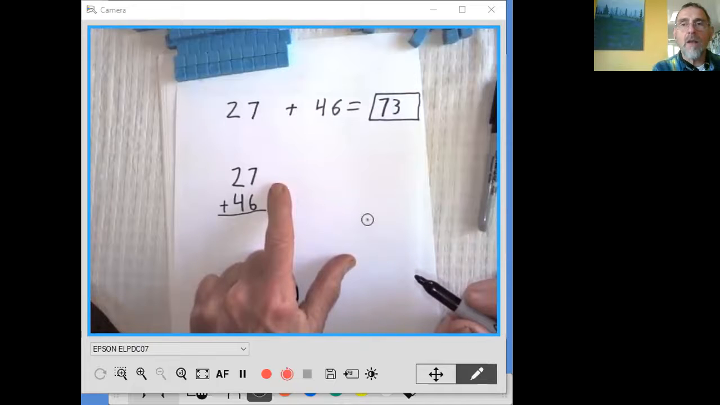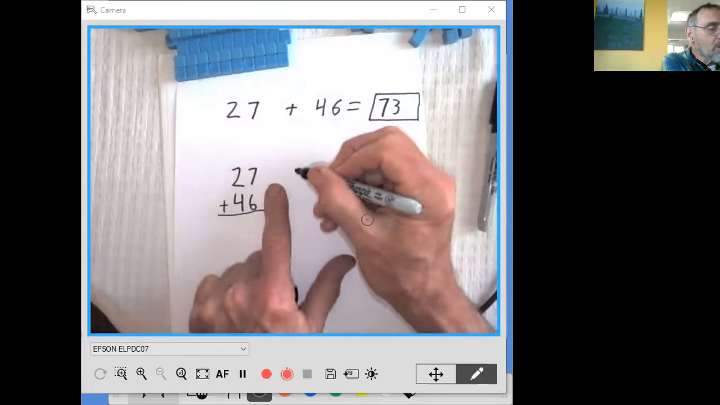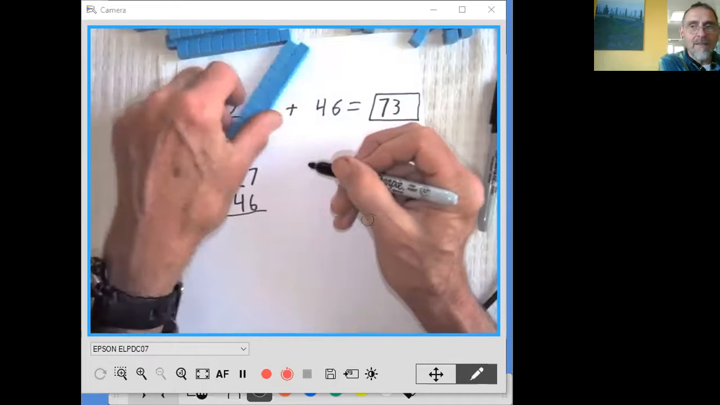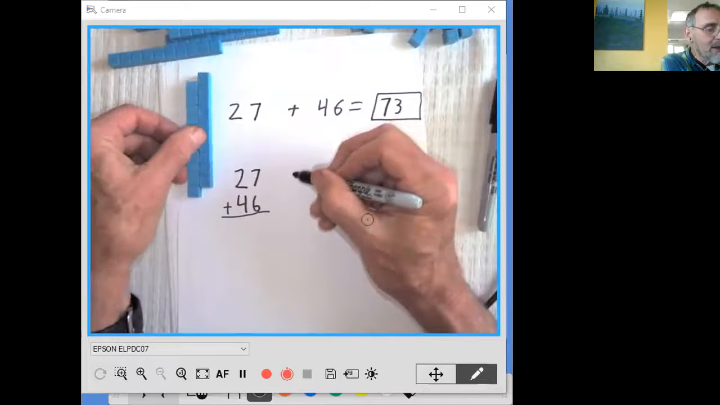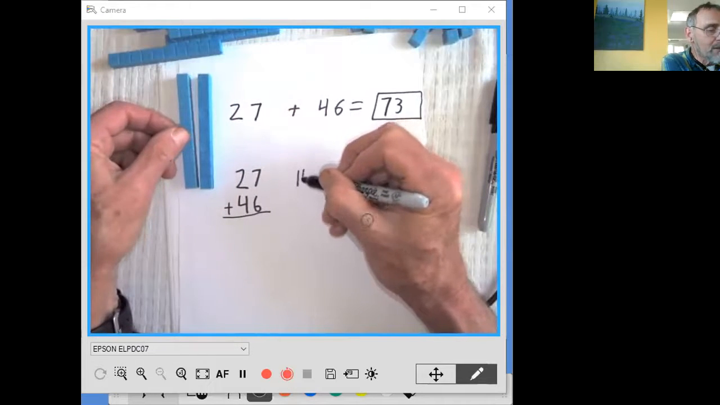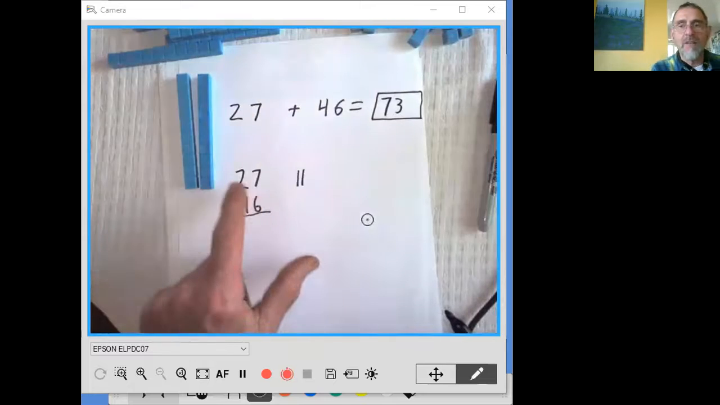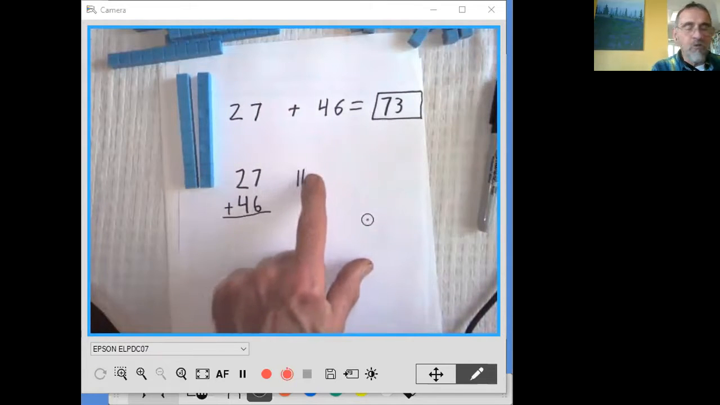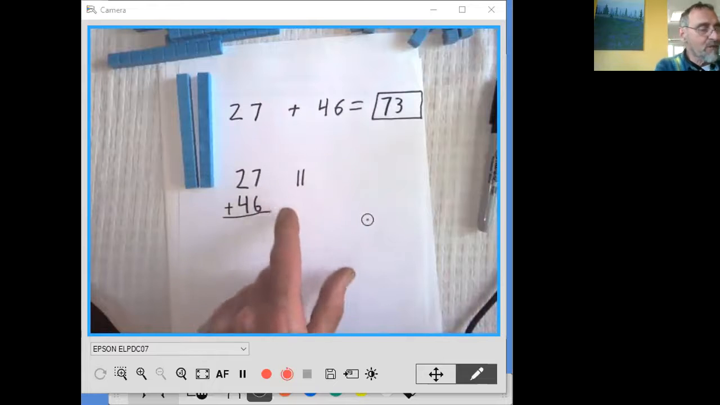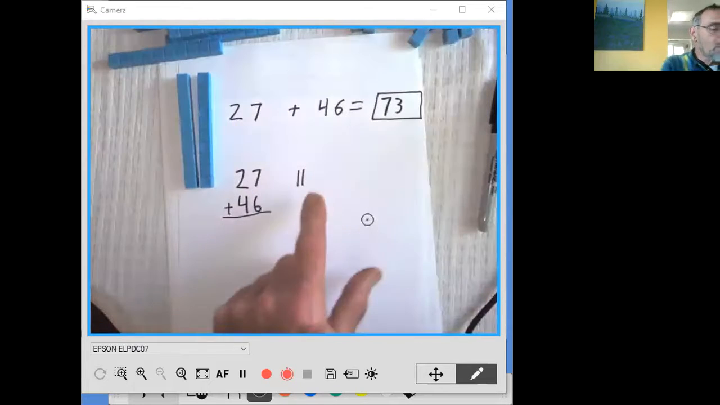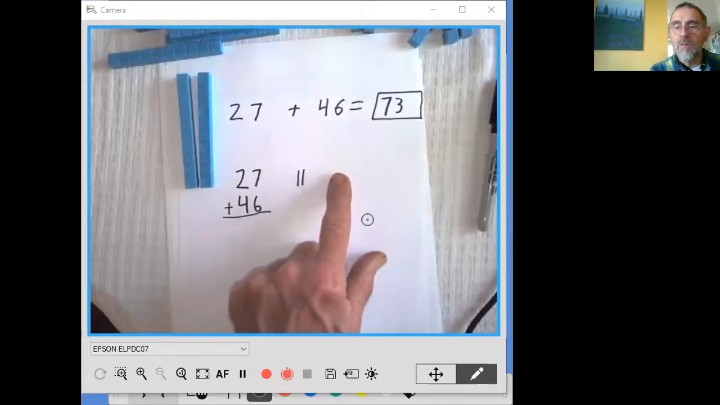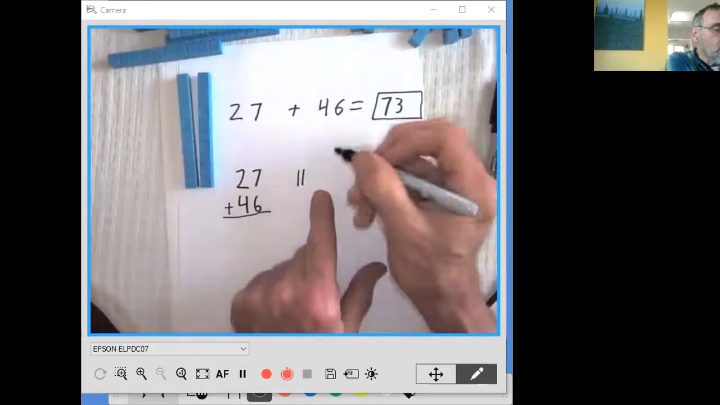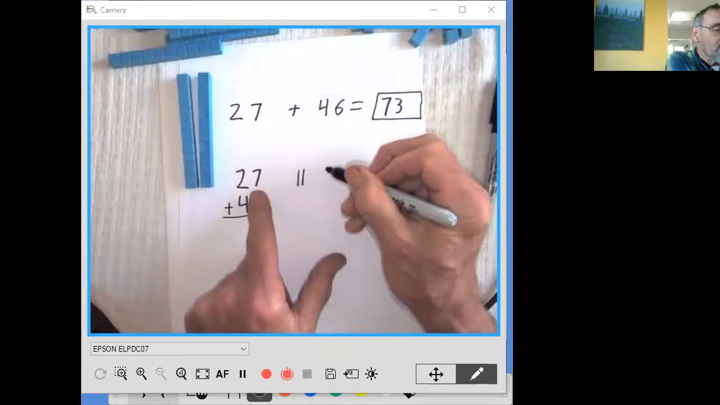And the way we draw a model is we're going to use lines to represent 10 sticks because they're long and skinny like 10 sticks. So I will need 2 10s to represent the 2 10s of the 27. And I'm going to draw little circles to represent the 7 1s, imagining that there's a 10 frame up there and following the order. So I will put my 7 1s like this.